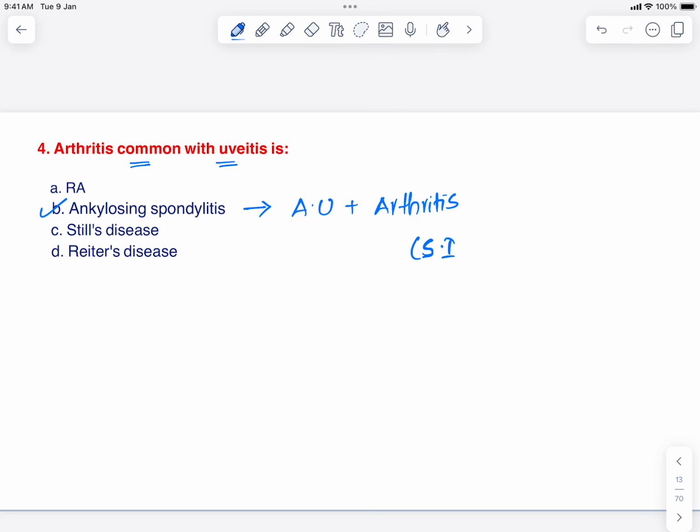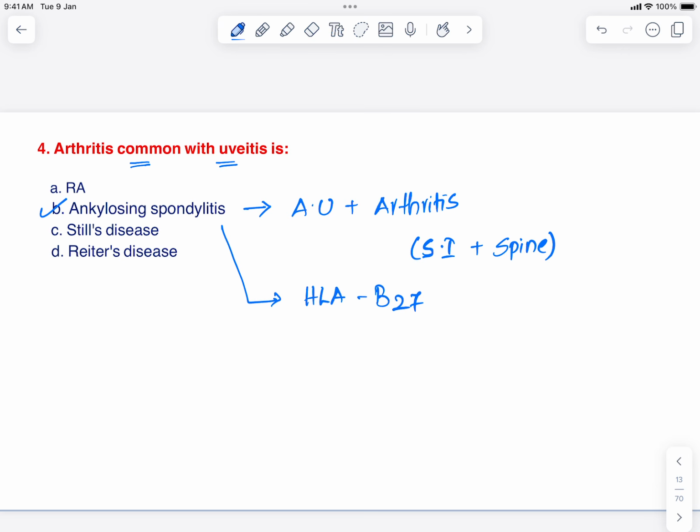And along with the sacroiliitis, there will also be involvement of the spine. The spine involvement starts from the lower part of the spine, that is from the sacrum, then lumbar, then thoracic, and then the cervical area. So along with uveitis, the arthritis present is suggestive of ankylosing spondylitis. And ankylosing spondylitis, as we are very much aware, has HLA-B27 predisposition, or HLA-B27 is positive. All right.